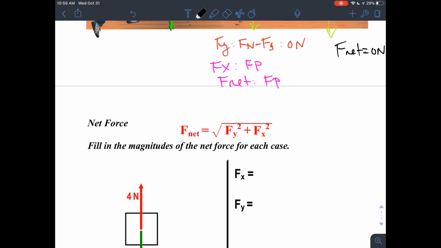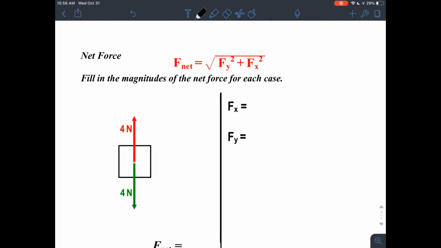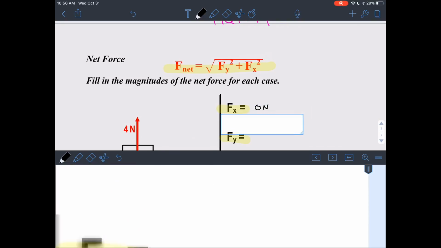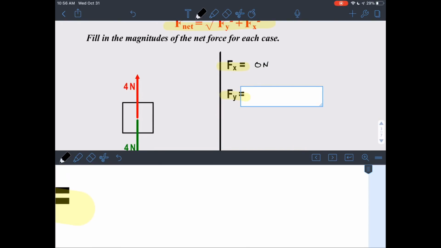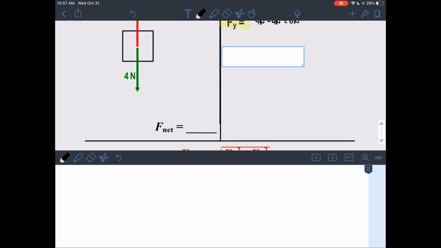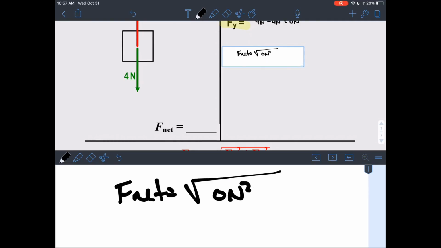Okay, now, for these, we're supposed to go ahead and figure out what our F net is using this equation. So what we need to do here is isolate our horizontal and vertical forces, and then throw it together using our F net equation. This is pretty straightforward here, folks. In this case, our Fx is going to be 0 newtons because there is no horizontal force, and our Fy is going to be 4 newtons minus 4 newtons, which is 0 newtons. So to do our F net equation, F net equals the square root of 0 newtons squared plus 0 newtons squared, which is 0 newtons for our F net.